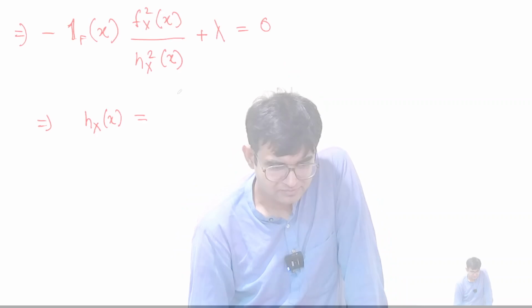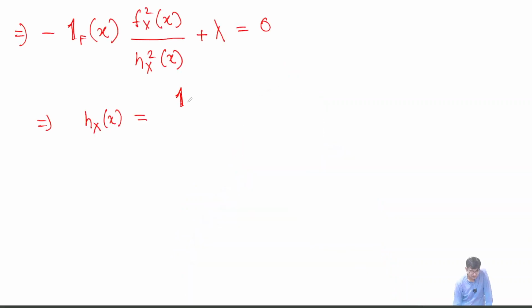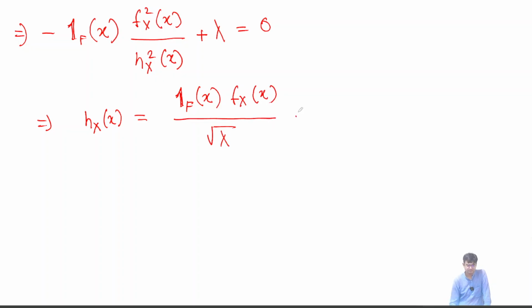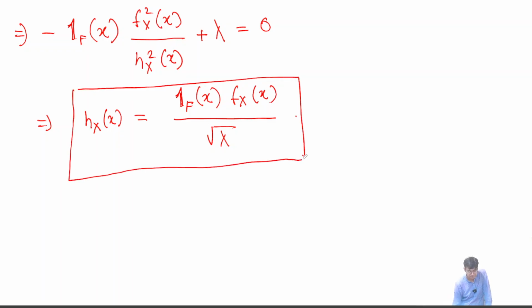h(x) is equal to I(x) f_X(x) divided by square root of lambda. So this is my optimal importance sampling density, but unfortunately it's a function of lambda, which I have not yet estimated. So I need to estimate lambda, and if I can estimate lambda, this would be my answer.